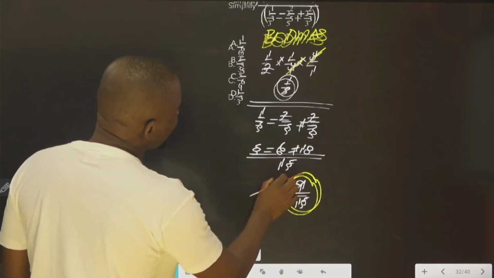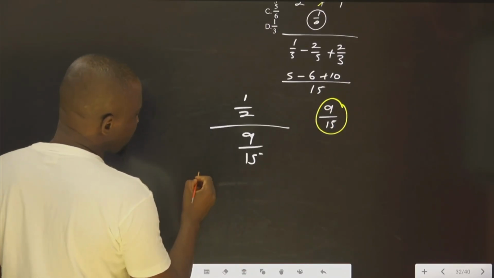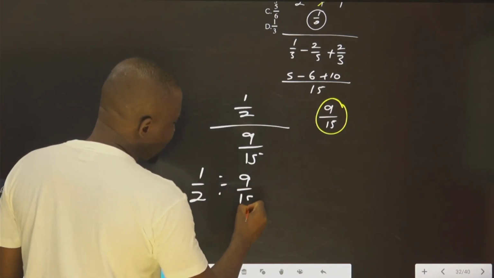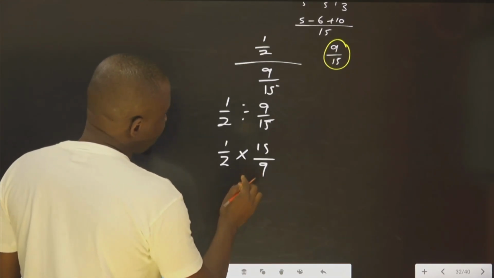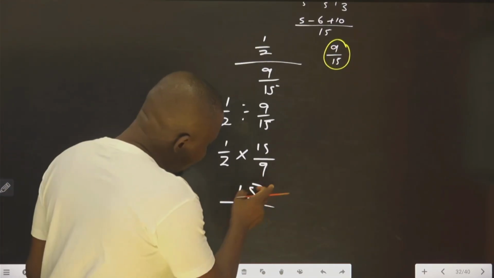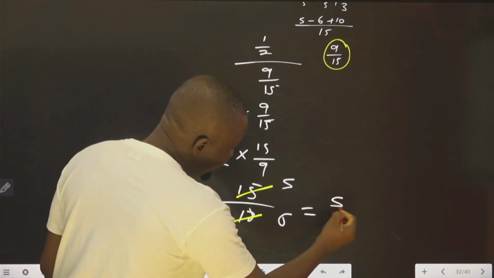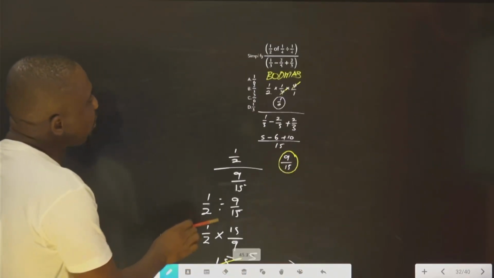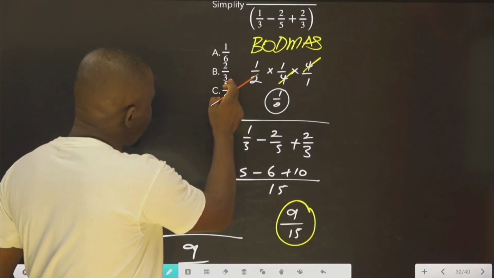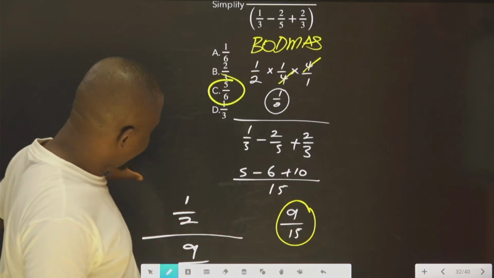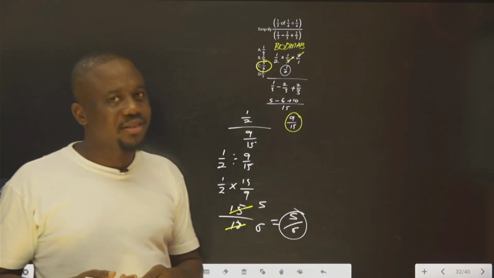This is the denominator. So now we say the numerator over the denominator. Okay? That's to say 1 over 2 divided by 9 over 15. That is 1 over 2 times 15 over 9. 15 over 18. 3 here is 5. 3 here is 6. That is 5 over 6. Let's see if we have 5 over 6. Yeah, C is the answer. 5 over 6. Okay? Hope you understand this. Practice, practice, practice. You will know.